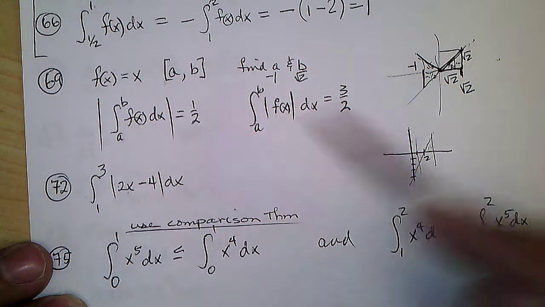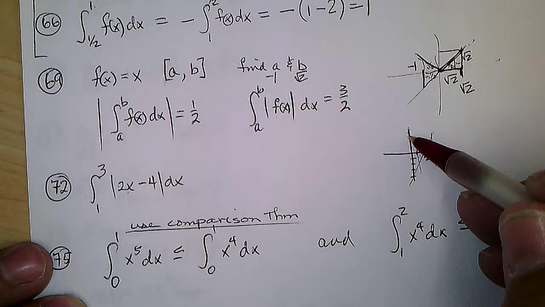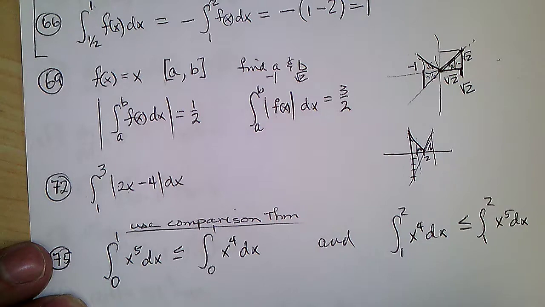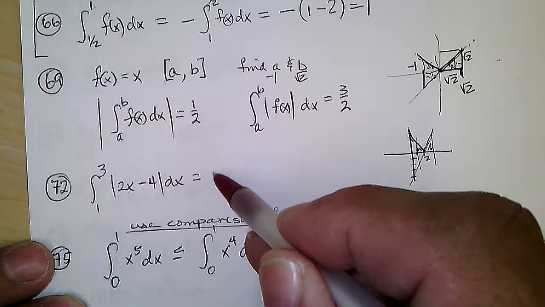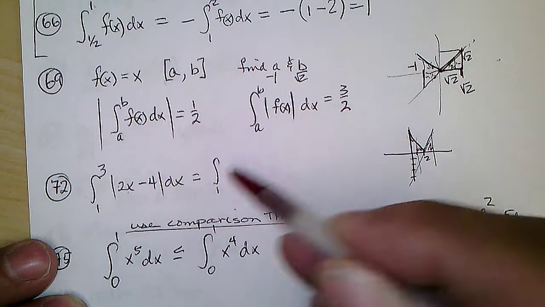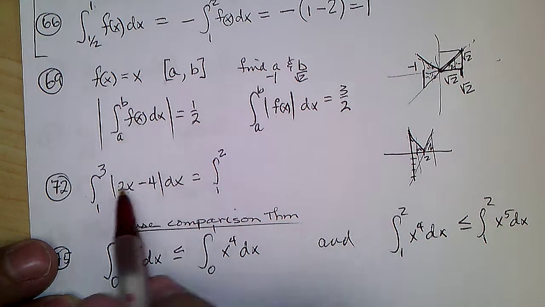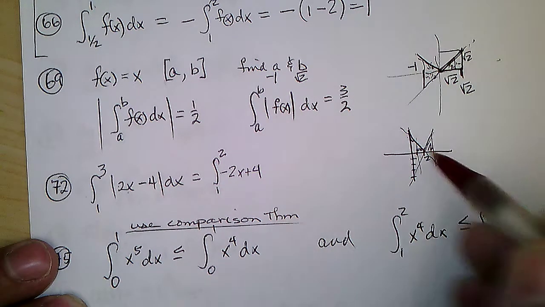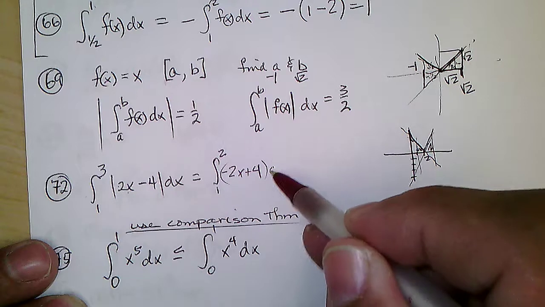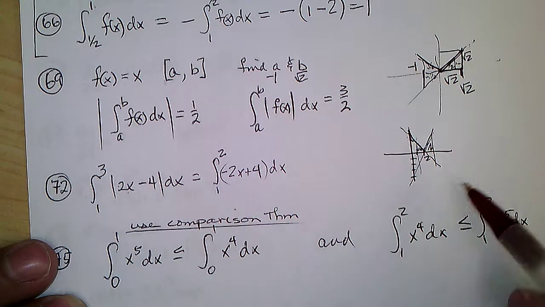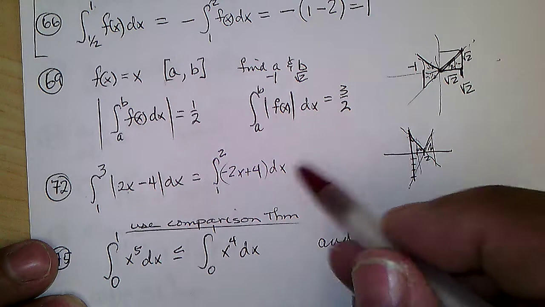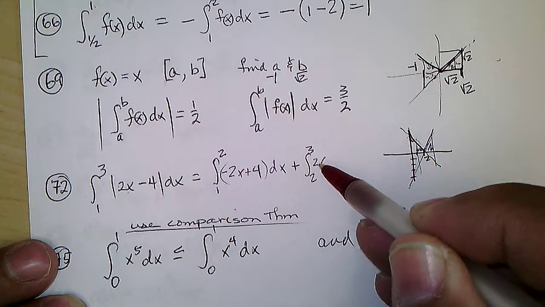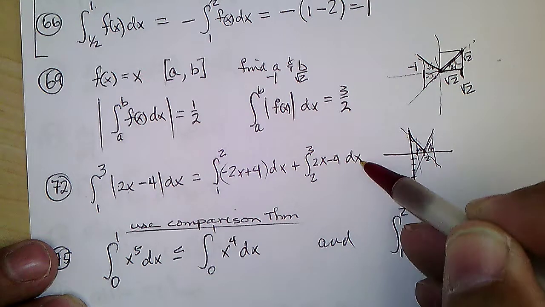But it says absolute value, so this would go down and then up, and so I'd have this area plus this area. So I really need to do this as the integral from 1 to 2 of negative 2x plus 4. That's this line. That's the absolute value of where this goes negative, and so it'd be like this, plus the integral from 2 to 3 of 2x minus 4 dx.